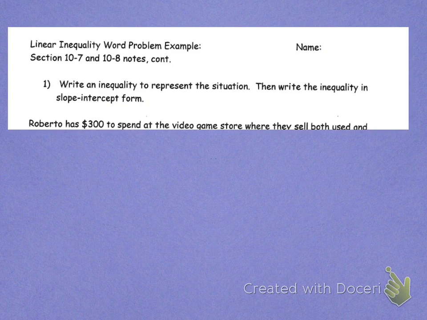Hello, algebra students. We're taking a look at linear inequality word problems. And so you should have your section 10.7 and 10.8 notes with this heading.